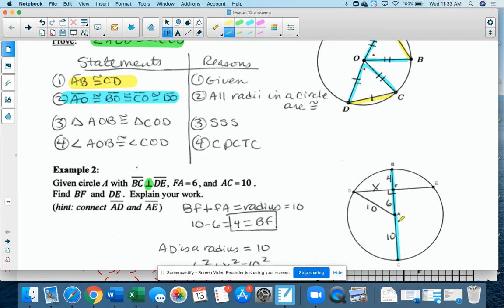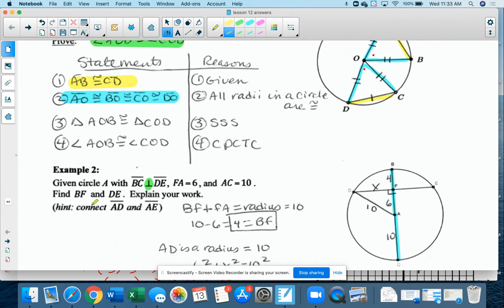So if I know the radius of the circle, AC is 10, then that means that AB also has to be 10, a radius. And I know that AF is 6, so 10 minus 6 is 4. And I wrote that over here. So I know that AC is 10. They want me to find BF, which I actually just did, and DE.